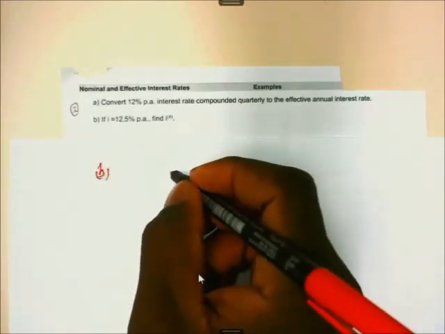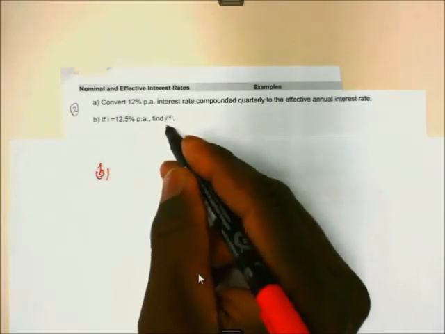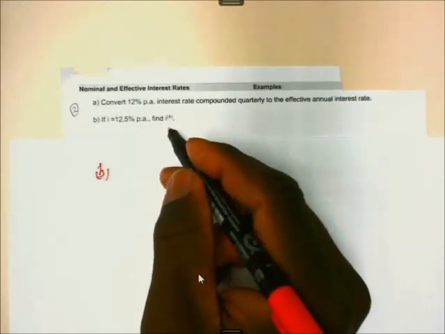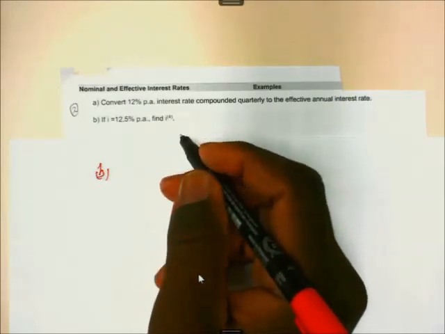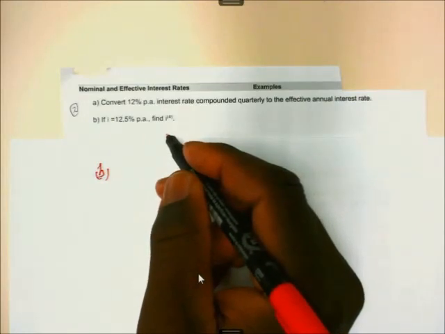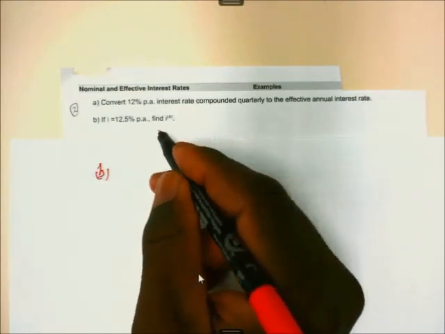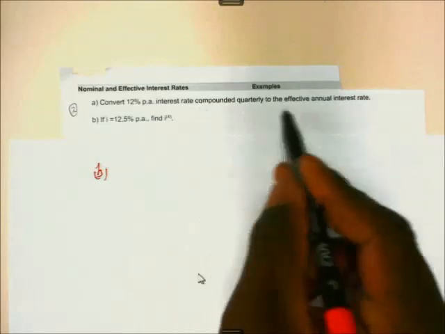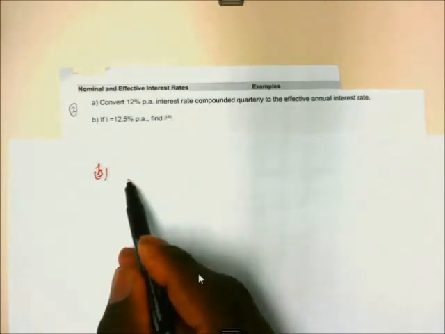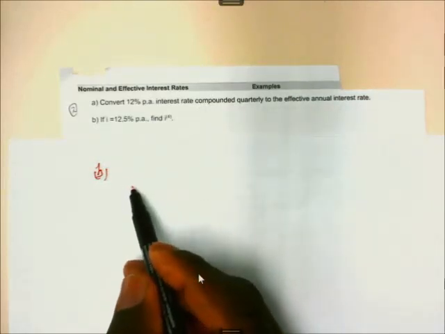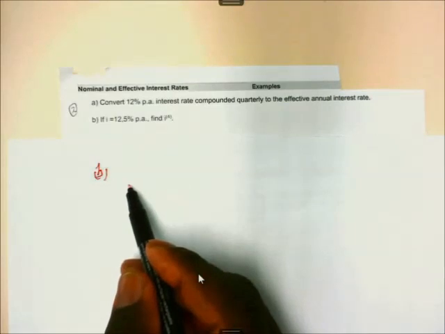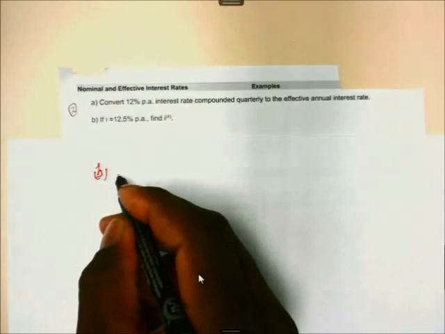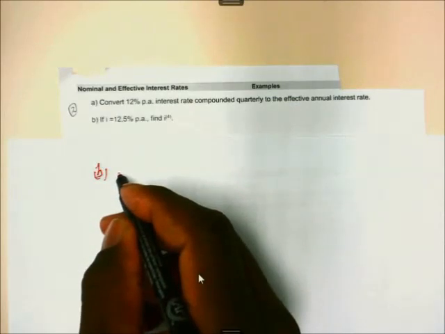Now, what is important here is that we have to make an assumption that the principal is P there. We can make the assumption that the principal is P and the period of the investment is 1 year, according to the statement. Then we'll use our nominal one for the number of compounding in a year.